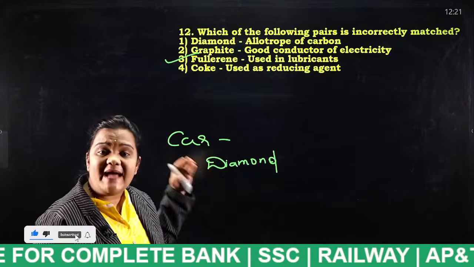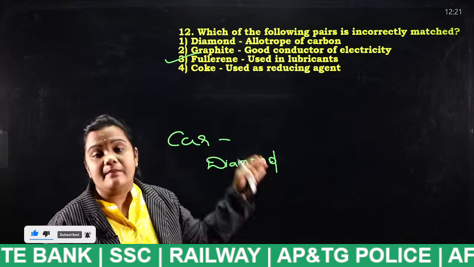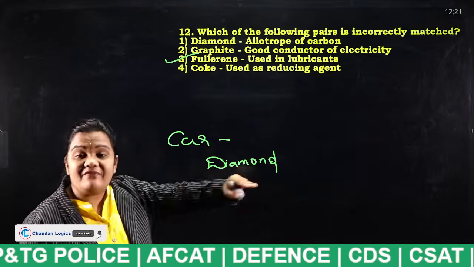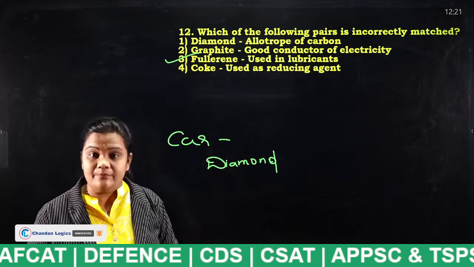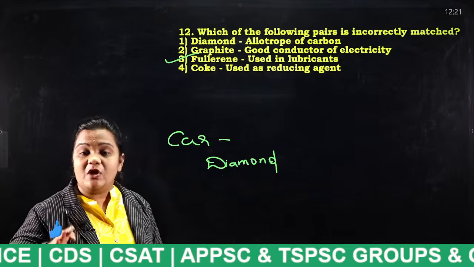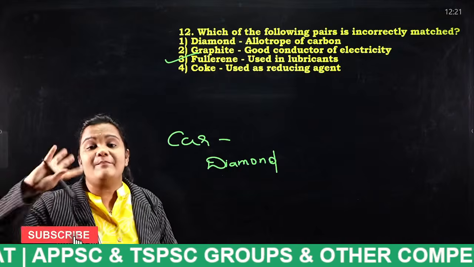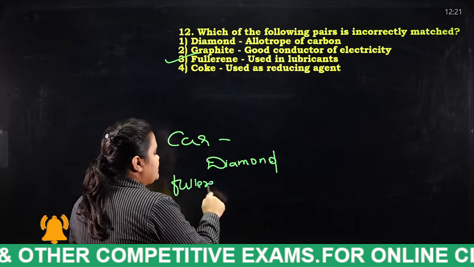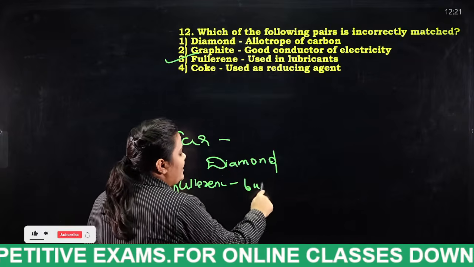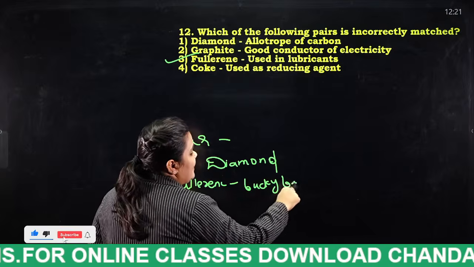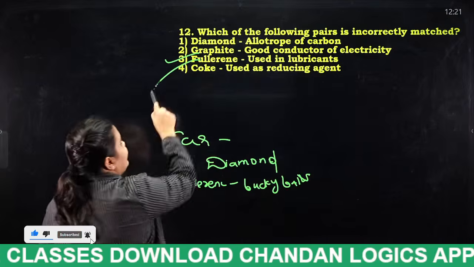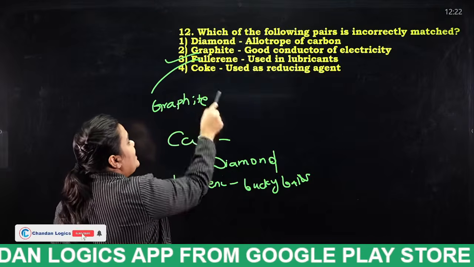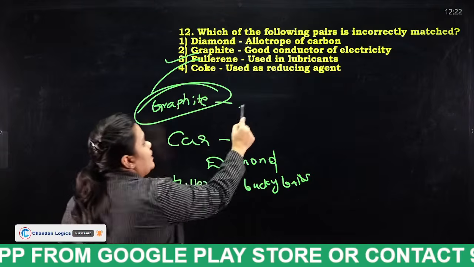So what are the allotropes of carbon? Diamond, Buckminster fullerene, and graphite. One layer of graphite is known as what? Graphene. This fullerene exists as a ball, and we call it buckyballs. It exists in a circular shape, but it is not used as a lubricant. We use graphite as the lubricant because it is very soft.